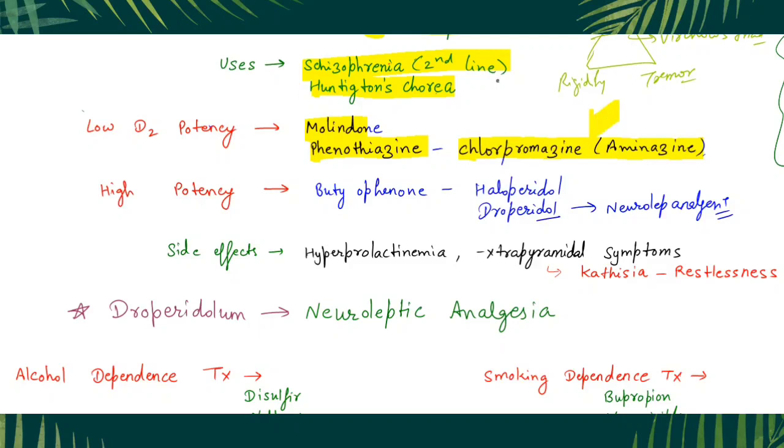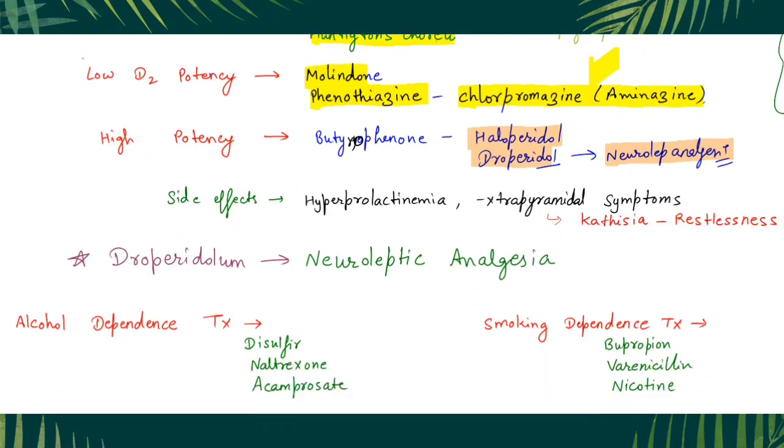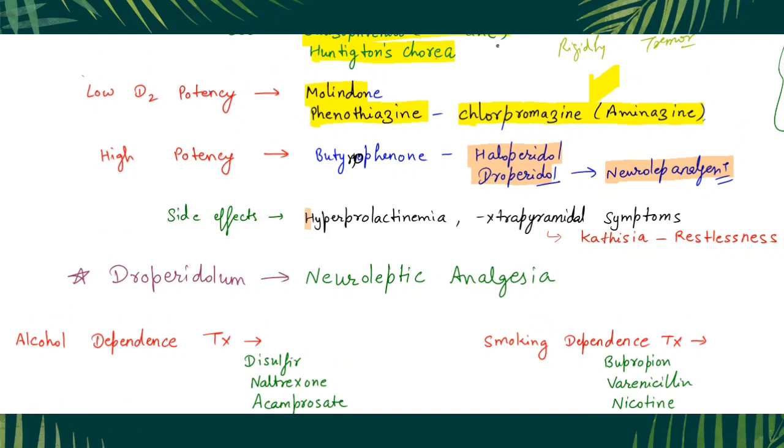High potency drugs are the butyrophenones: haloperidol and droperidol. Remember, droperidol is used for neuroleptic analgesia, and haloperidol. What are the side effects of antipsychotic drugs? They cause hyperprolactinemia, and they cause extrapyramidal side effects.